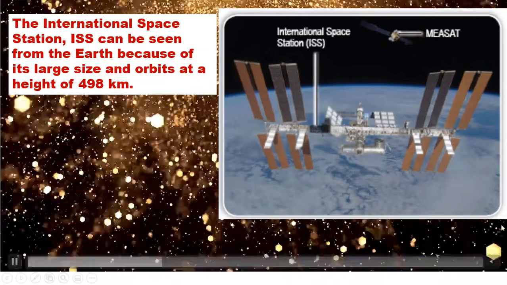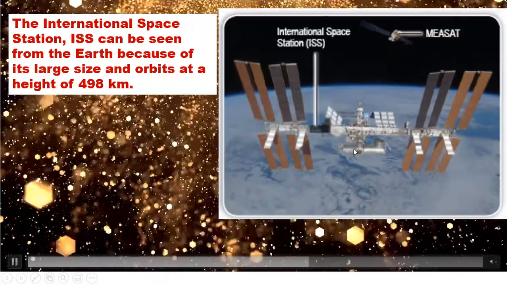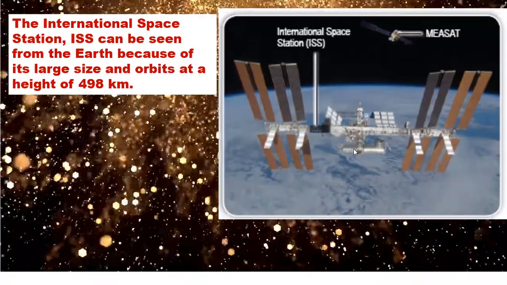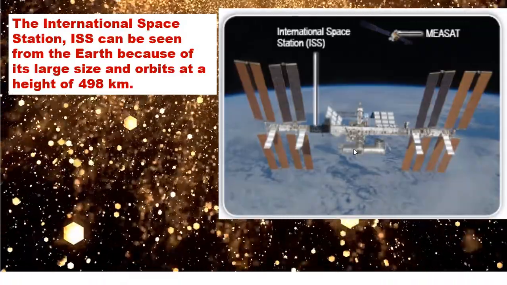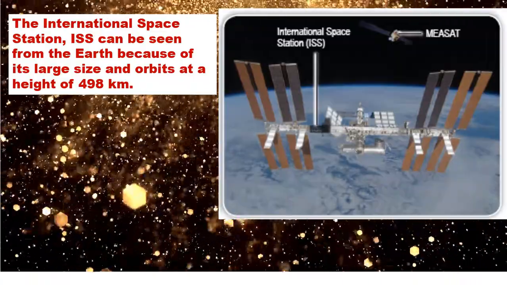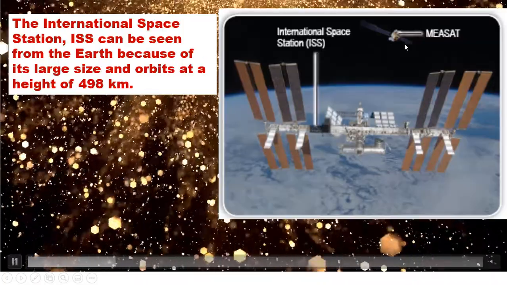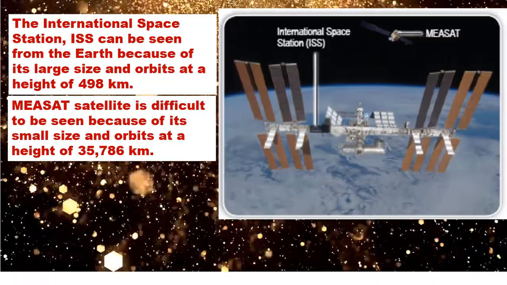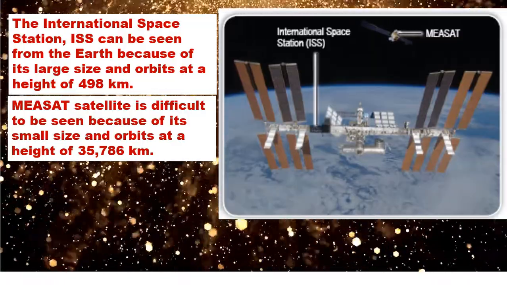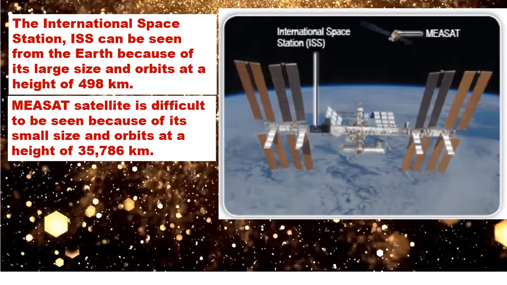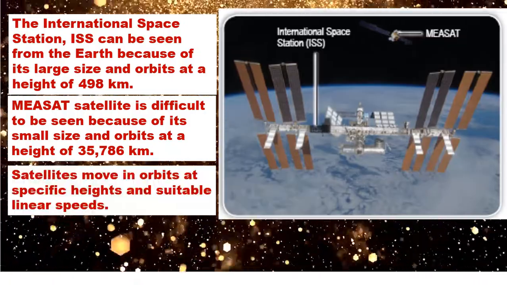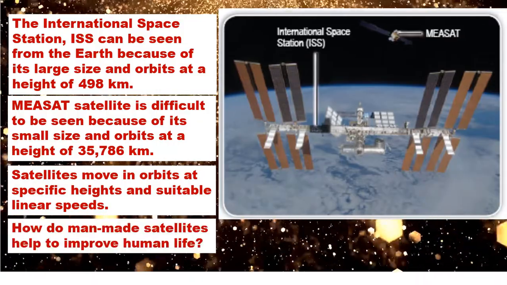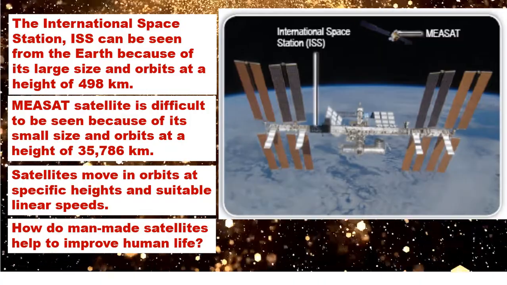This is the picture of the International Space Station or ISS, which can be seen from the Earth because of its large size and orbits at a height of 498 km. Do you notice that this is a missile satellite? Missile satellite is difficult to be seen because of its small size and orbits at a higher height, that is 35,786 km. Satellites move in orbits at specific heights and suitable linear speeds. How do man-made satellites help to improve human life?